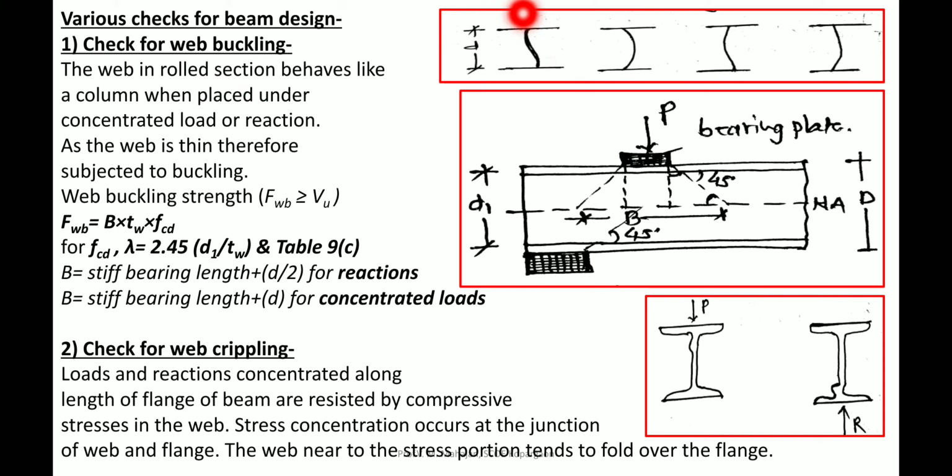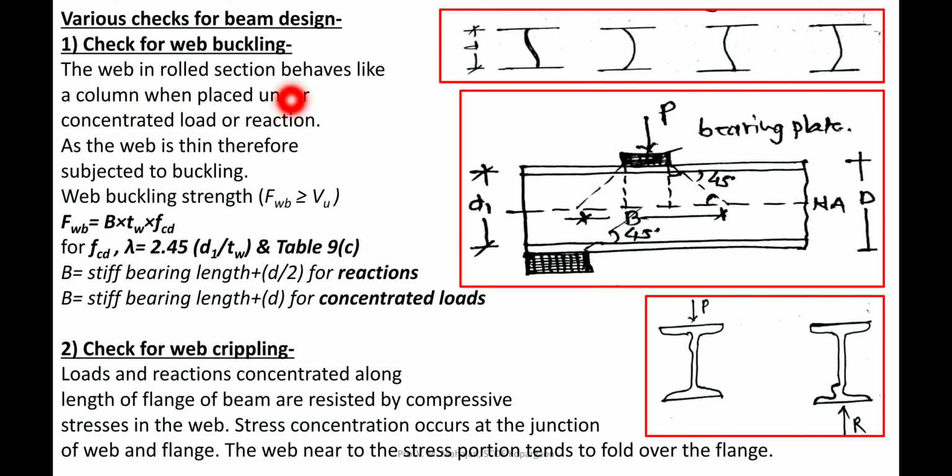If you see the I section buckled like this, it means half of the top section buckles like this and half of the bottom section like this. So the web of the I section may buckle like this, also like this, and such situations may arise. So here we are going to check for web buckling.